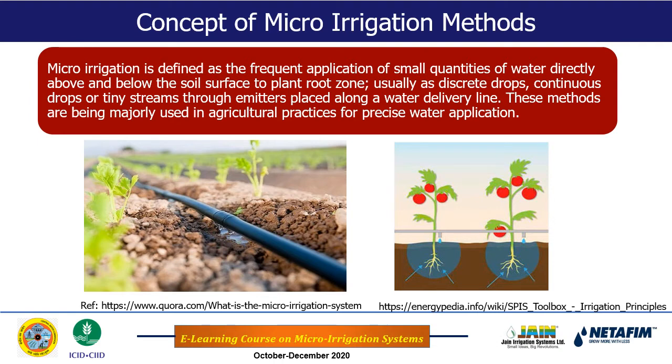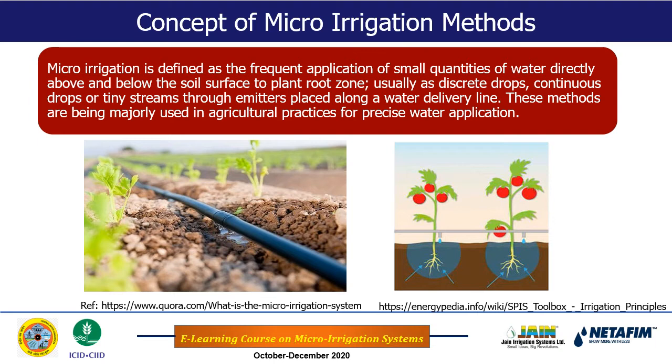So water is applied in the form of droplets. Those can be discrete, continuous, or tiny streams as well. This small quantity of water is applied frequently through emitters, which are also called drippers, and these emitters are placed along the water delivery lines. We use these methods for precision application of water. This is in short about the micro irrigation method, and the concept is to apply a small quantity of water frequently.